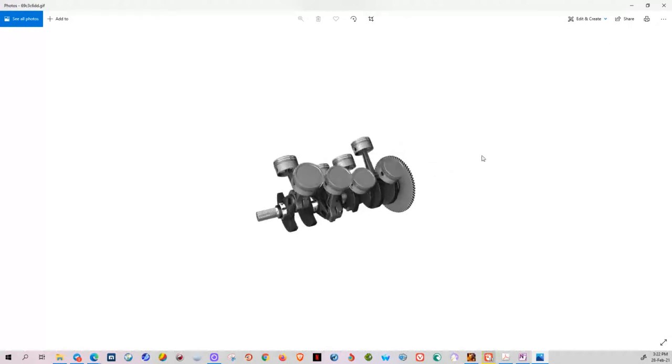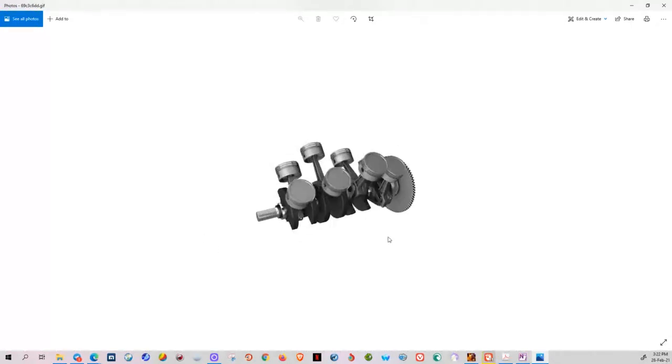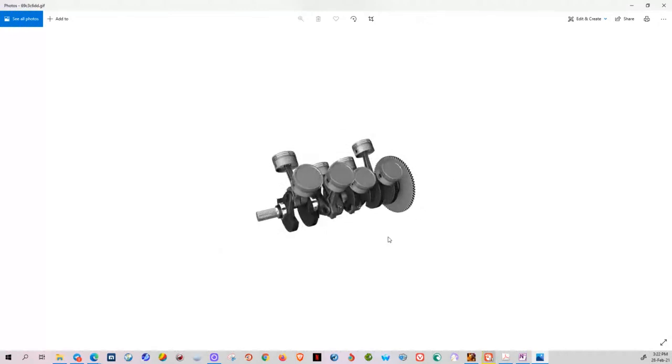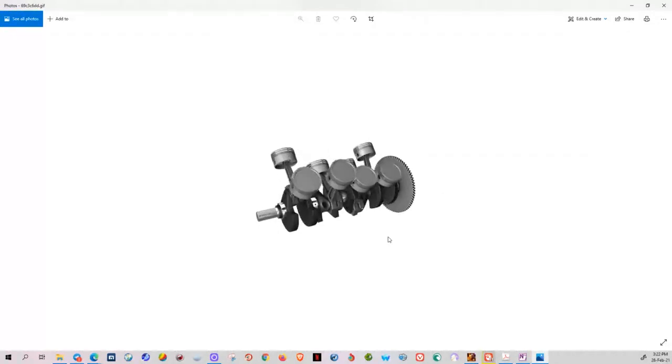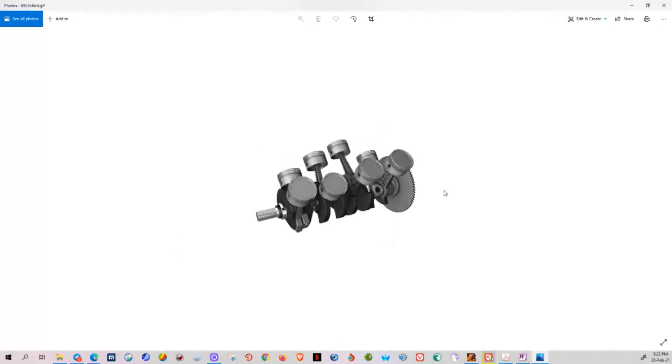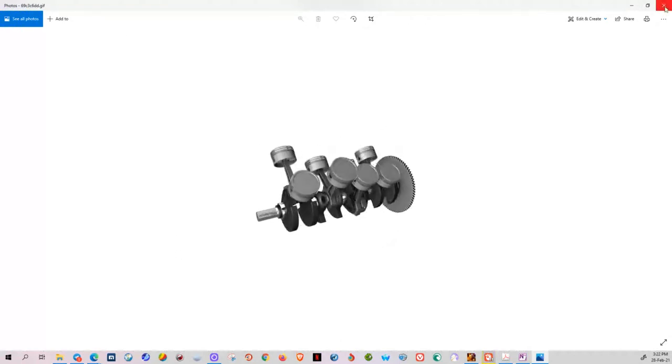What else? Electric cars do not use this type of engine. They use electric motors, and the rotation of electric motors is more balanced. That's why they are more efficient than petrol engines, okay?